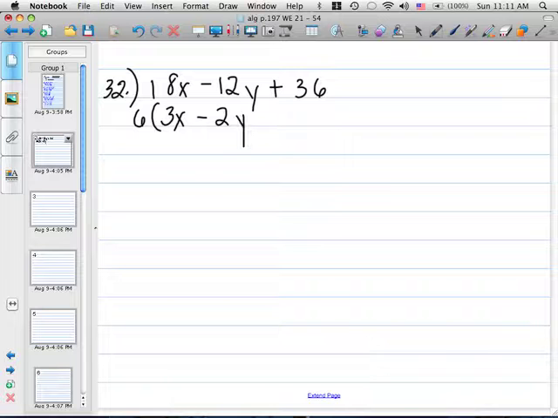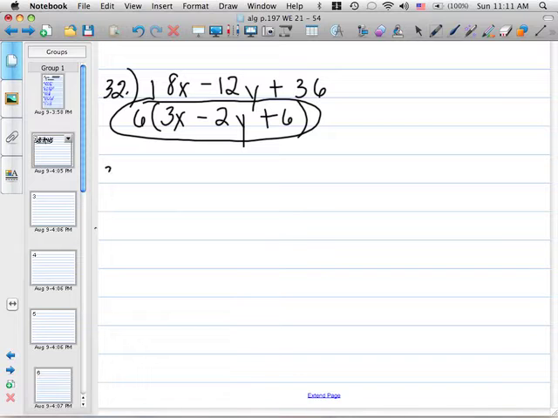Adding inside the parentheses, 13 minus 5 is 8. 8 plus 12 is 20. And the answer is 240.